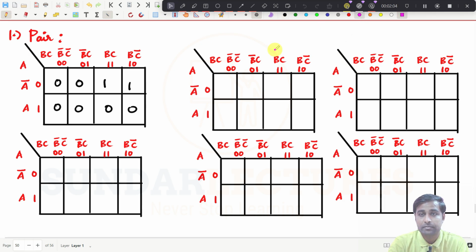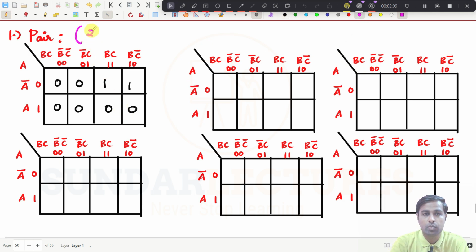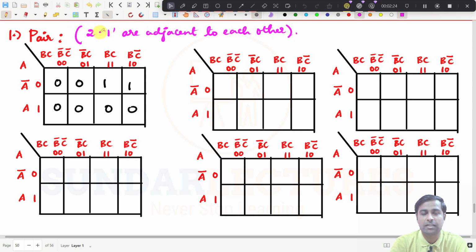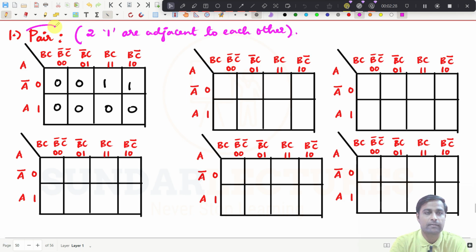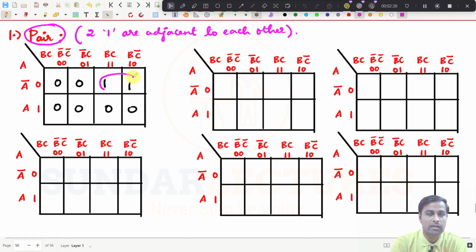See here, if two ones are adjacent to each other, this one, two ones are adjacent to each other, right? So that is the thing. These two ones are adjacent to each other. We are calling it a pair. So now you take this particular K-map and see these two ones are adjacent to each other. So what is this one?